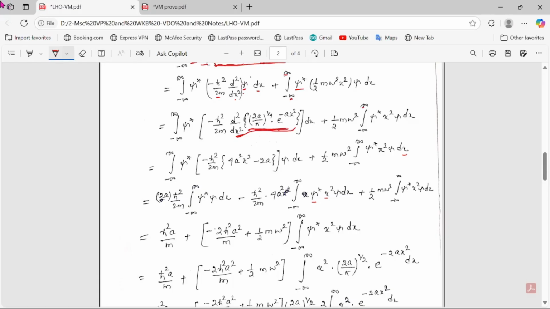If you differentiate, what will you get? You will get this: 4a square x square minus 2a into psi. Psi means 2a by pi to the power 1 by 4 e to the minus a x square. The same will be obtained.